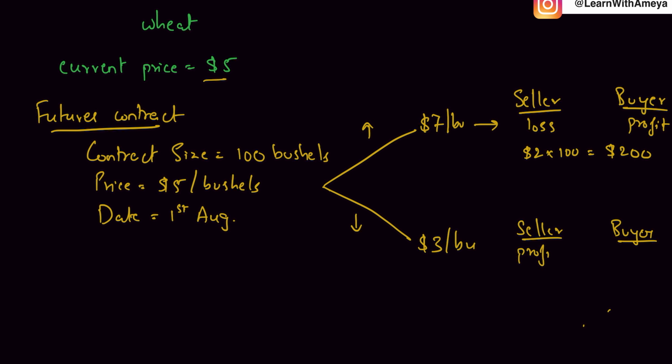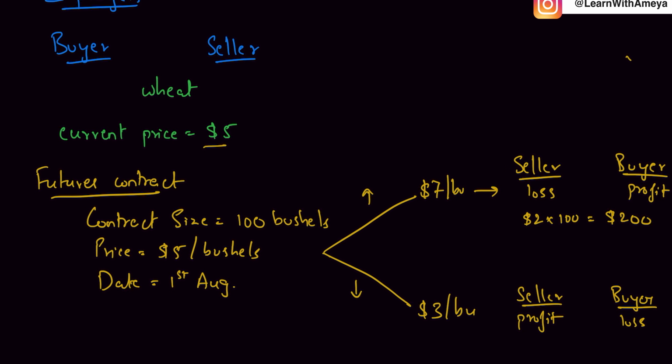So for the seller now it's a profit, and for the buyer, if he was not in this particular contract, he could have gone to the market and bought it for $3. But now that he has given the promise, he has to buy it for $5. He can't buy it for $3. That means it's a loss. He's buying it at a higher price because of the promise.